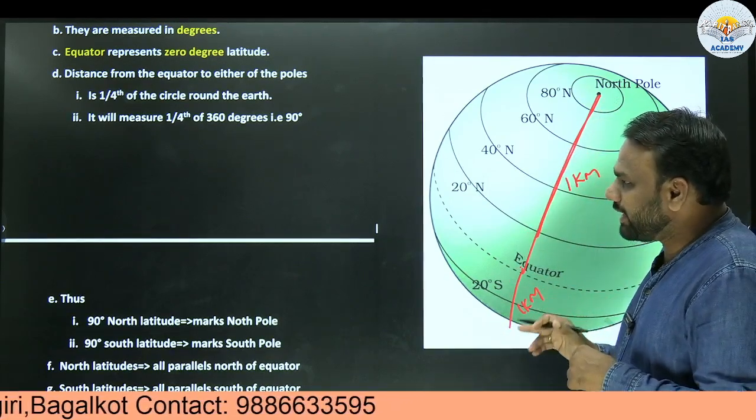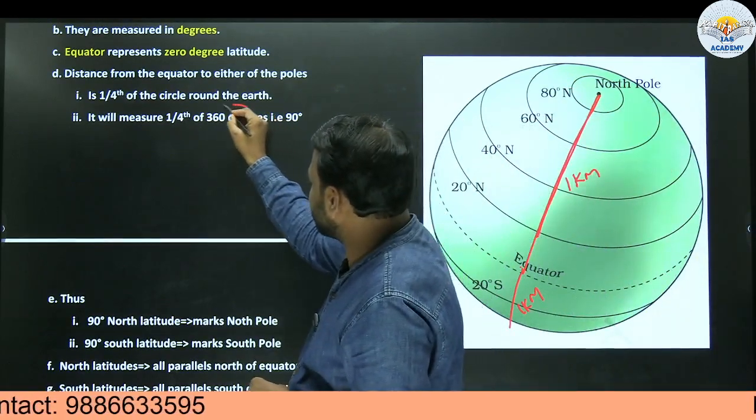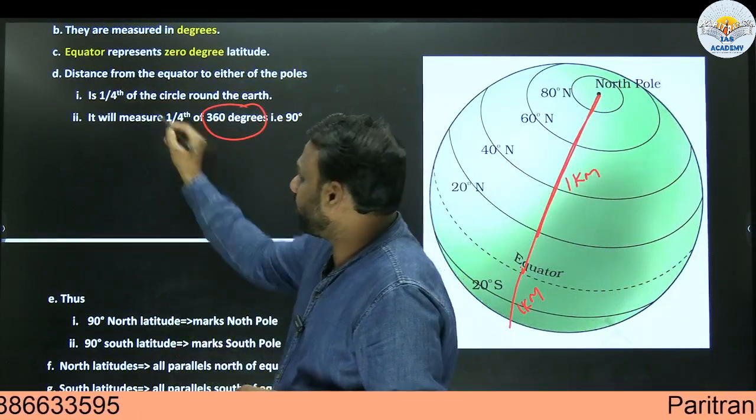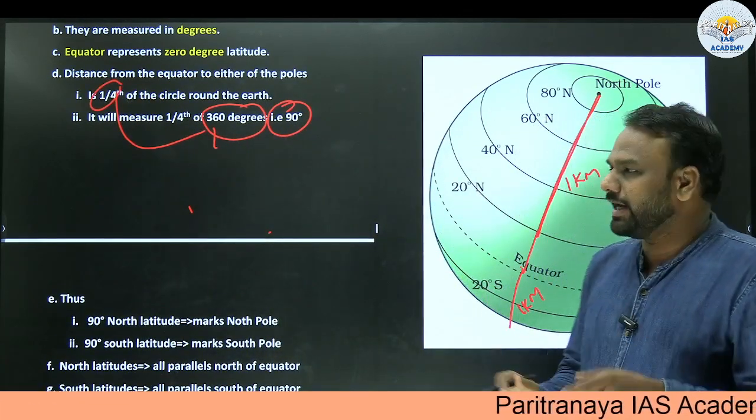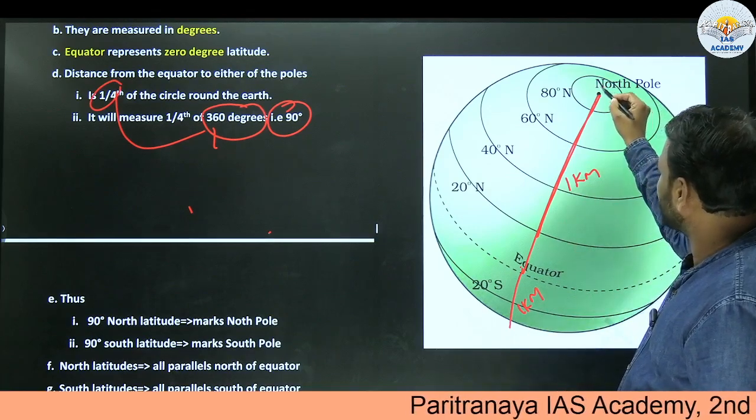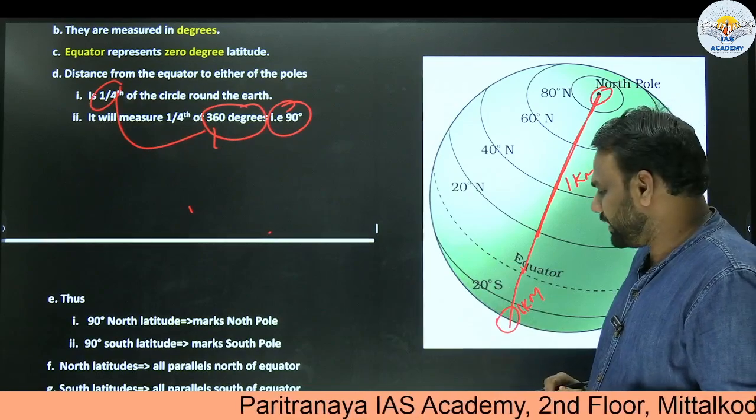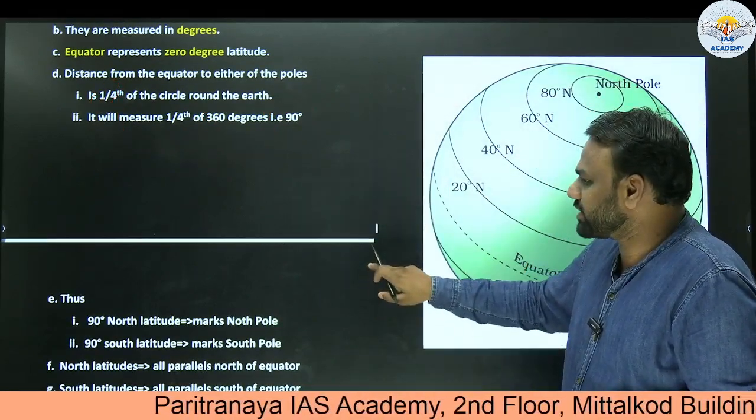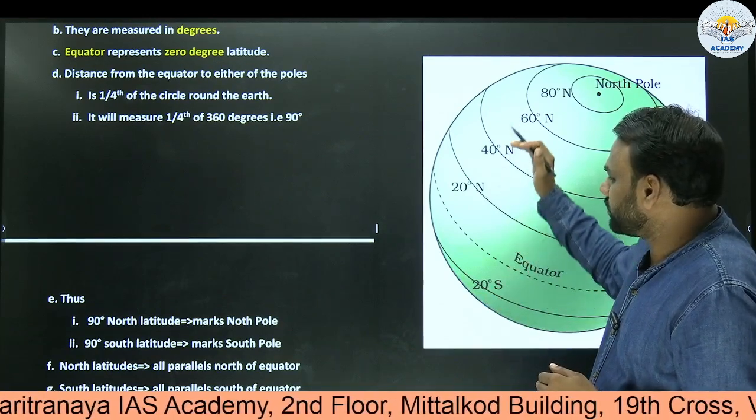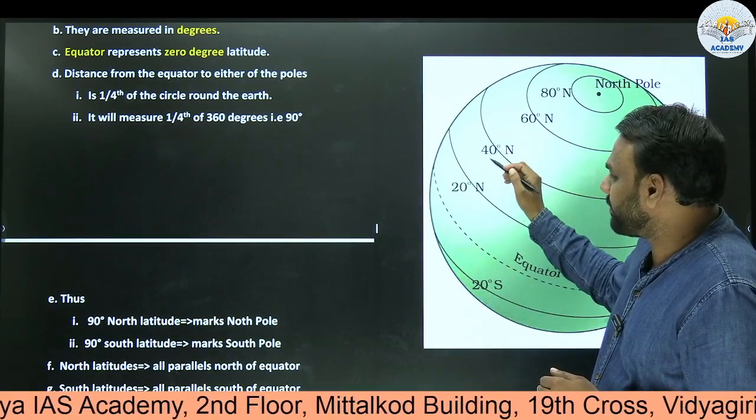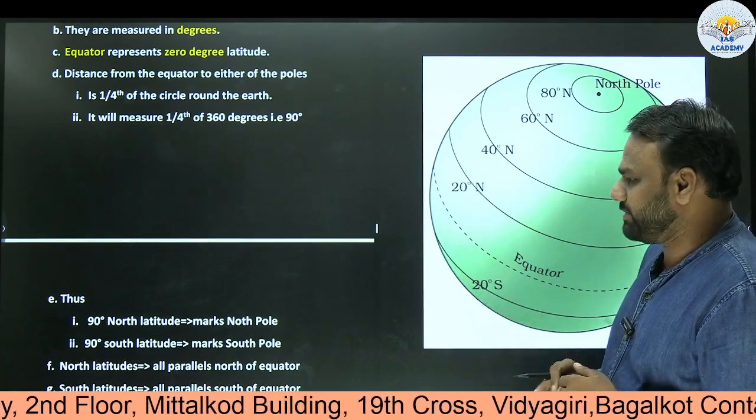If the circumference is 4 kilometer, then 1/4 means 1 kilometer. Similarly, a full round of the circumference is 360 degrees, and 1/4 of 360 degrees is 90 degree. That is why the north pole is located at 90 degree north and the south pole at 90 degree south. So what we understood: parallels of latitude present towards the north of the equator are in the northern hemisphere, and those present here are in the southern hemisphere.